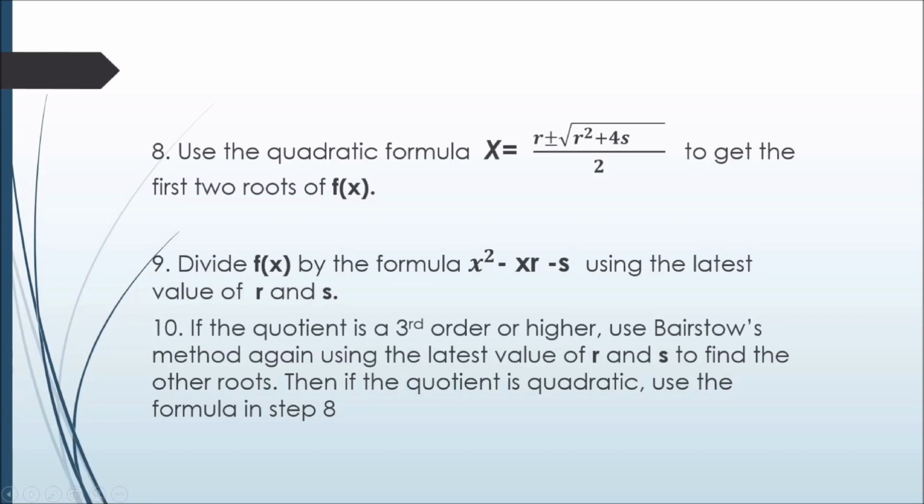If the quotient is a third order or higher, use Bairstow's method again using the latest values of r and s to find the other roots. Then, if the quotient is quadratic, use the formula in step number 8.